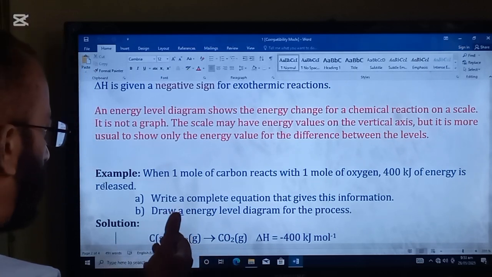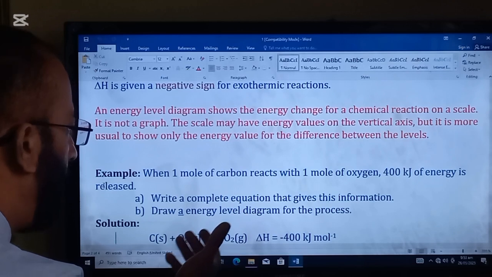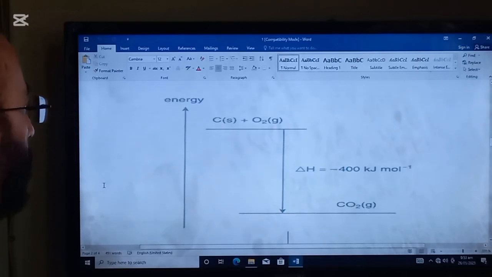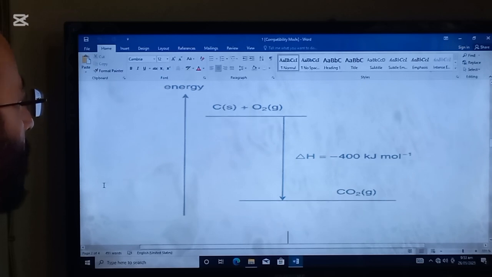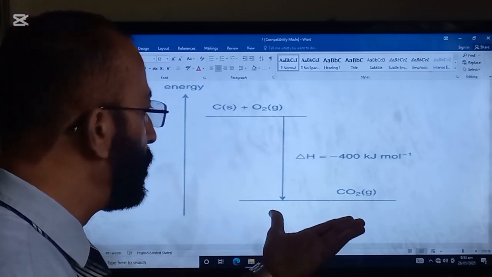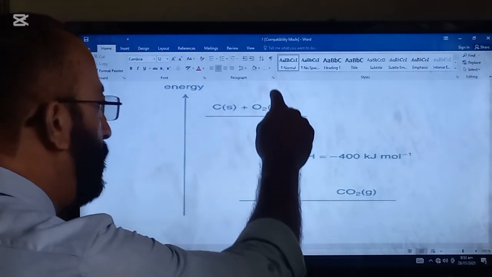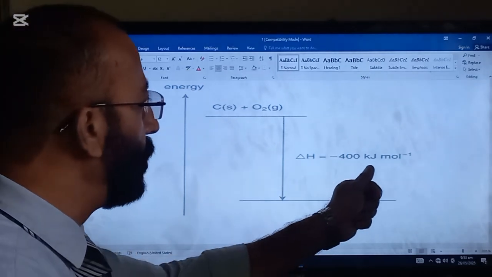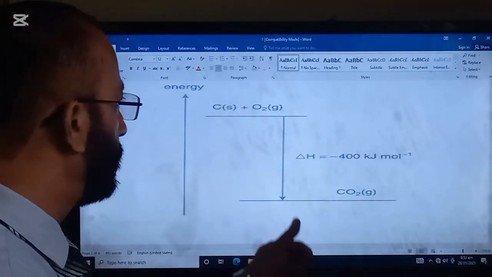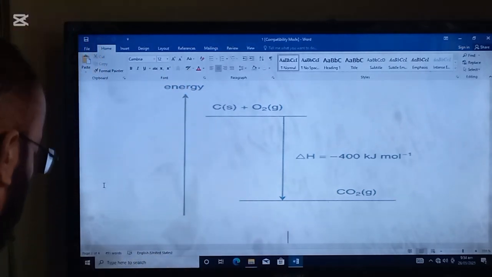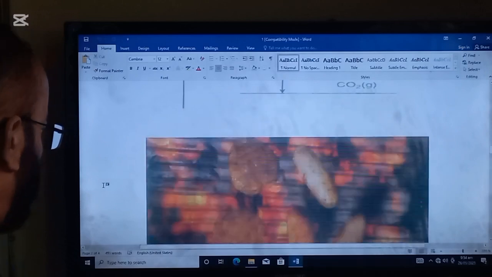Part B requirement is to draw an energy level diagram for the process. So here is the energy level diagram for the process. Reactants will be put above, products will be put down. Here will be a downward arrow. Delta H is minus 400 kilojoule per mole, given in the question. And this arrow will be upward. Energy will be written on it.